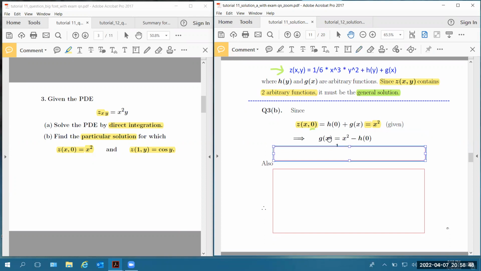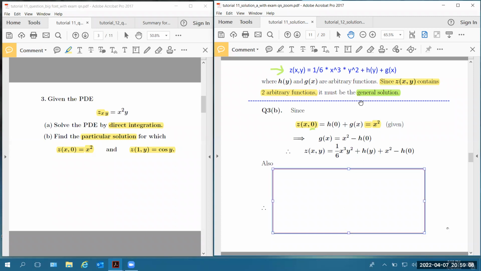And after getting your g(x), you will substitute inside here your general solution. So at least your g(x) is gone. So this is your g(x) here. Now this is the latest one. Well, it's still a general solution, because it still contains an arbitrary function. So now we use the next condition.